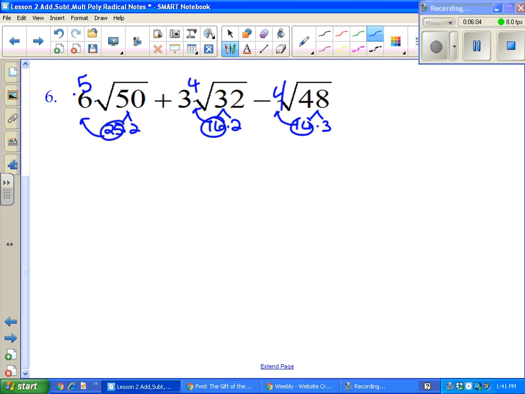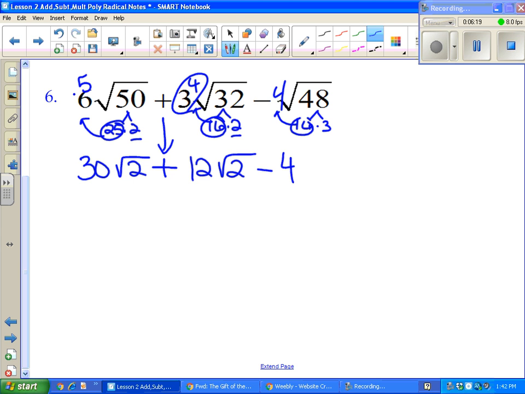When I have numbers already out front, I multiply. So I have 30 out front, and what's left is my 2. Plus, keep the same sign. Okay, 3 and 4 out front makes 12. What's left underneath is my 2. 4 is the only thing out front because there wasn't already a different number out there, and 3 is underneath.